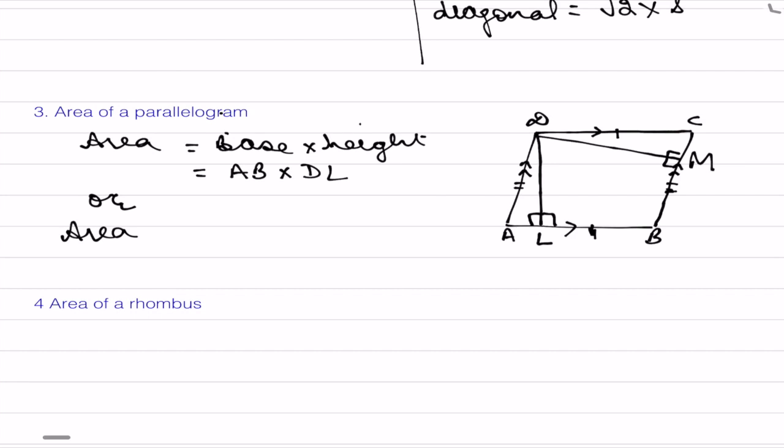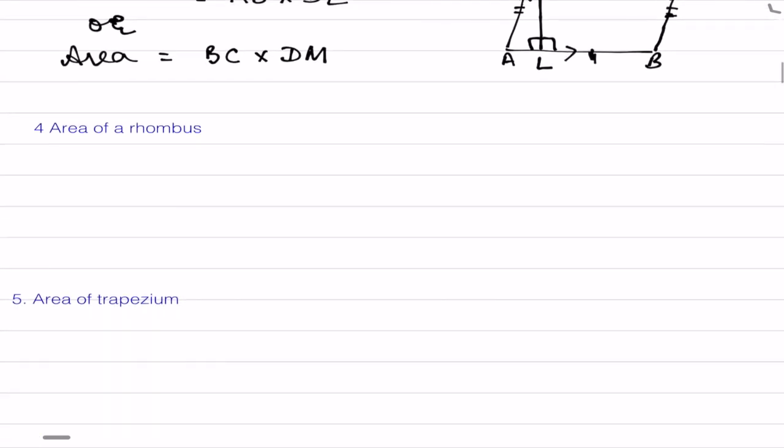suppose DM is the distance between the parallel sides AD and BC, then the area of the parallelogram is, we will take BC as a base and the height is the distance between these two parallel sides, BC or AD, because both the sides are same. So BC into DM. So you will see, according to the question, you have to take either AB as a base or BC as a base. Next formula is area of rhombus.